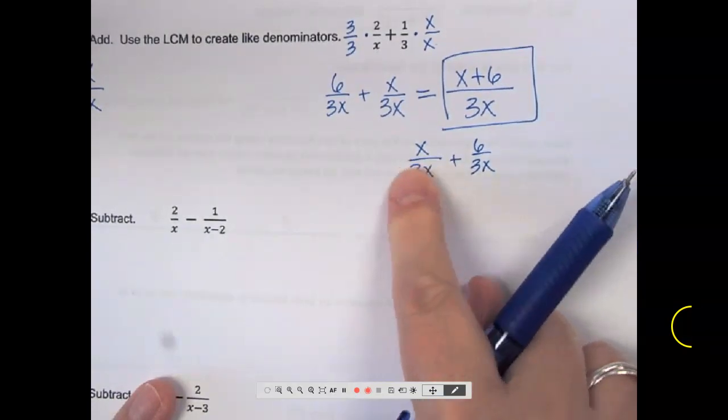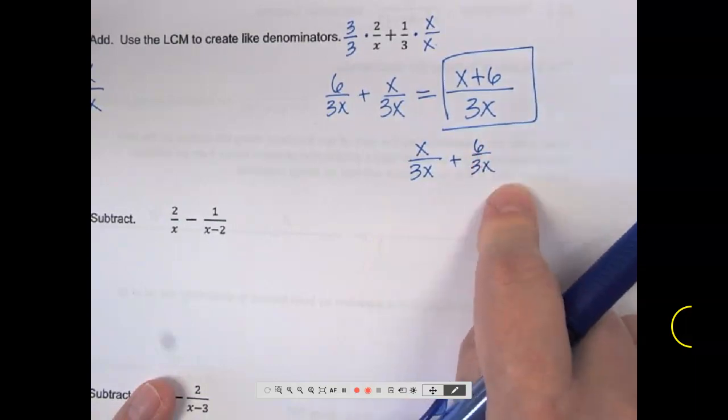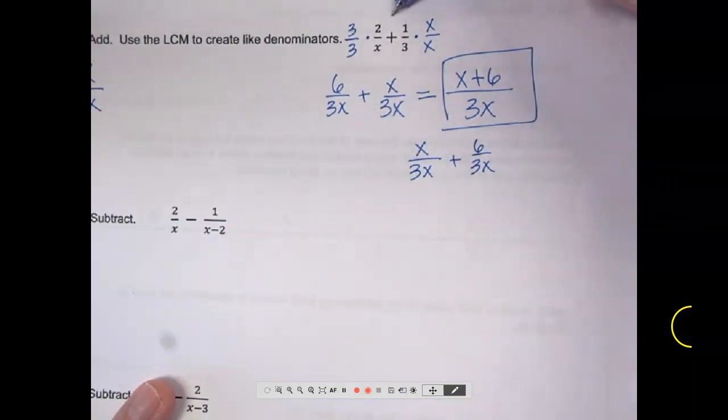That becomes 1/3, and that becomes 2 over x. And look, that's what I started with. So I'd be like a hamster on a wheel. I'm just going in circles.